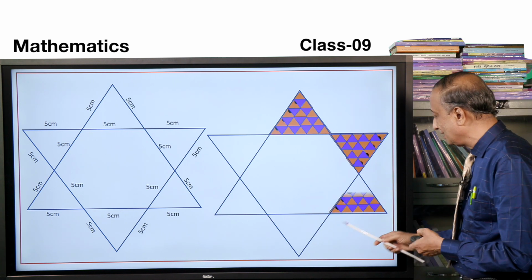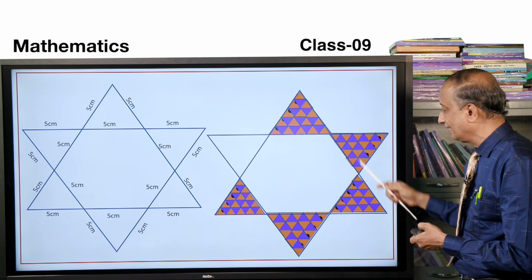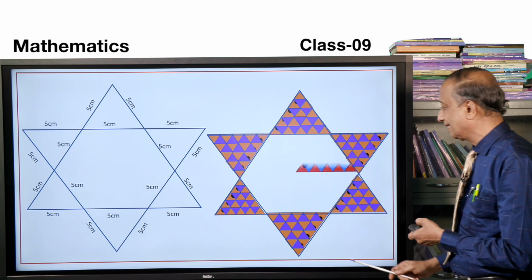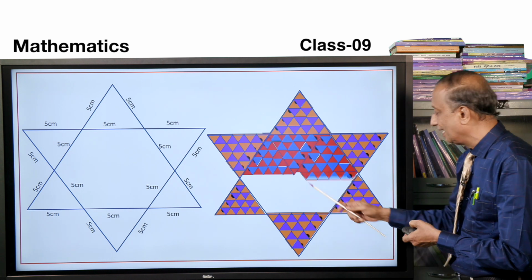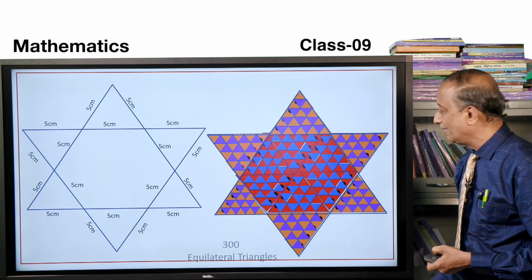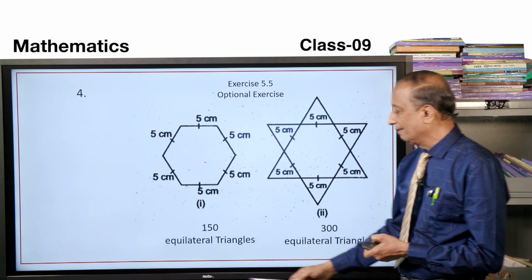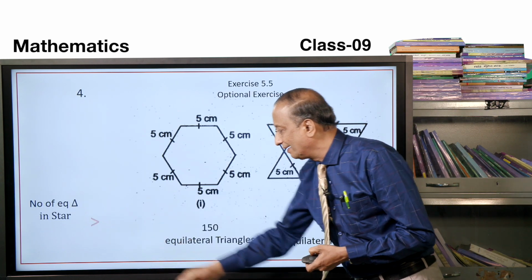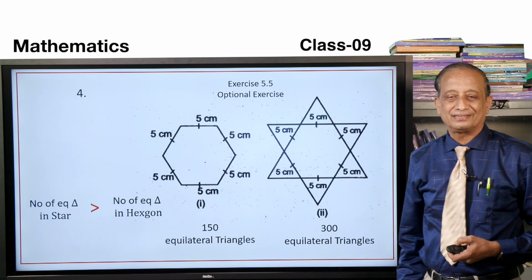So you are seeing the equilateral triangles outside the figure, outside the regular hexagon. Now you see inside in 2 different colors. These are the equilateral triangles inside. So altogether this comes to 300 equilateral triangles that can be drawn inside this star. So we conclude that the number of equilateral triangles in a star is definitely greater than the number of equilateral triangles in the hexagon.